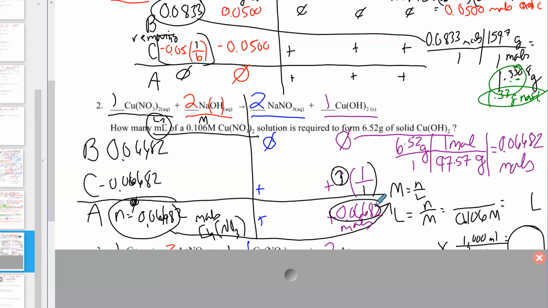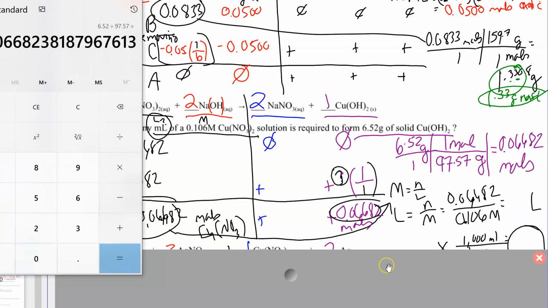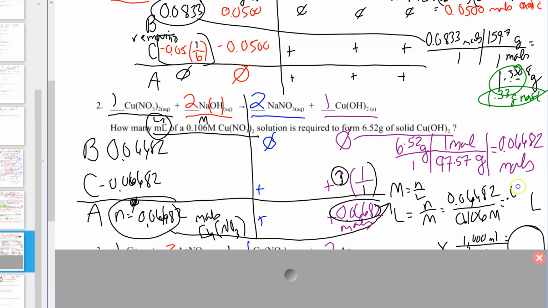Okay, so here's what we do know. We know that the concentration is 0.106 molar, and we know that M is n over L. Rearrange and solve, L is n over M. We just solved for n, our number of moles, so 0.06682, and then divide it by the concentration. So take our number, divide it by 0.106, and here's our volume in liters, 0.6304 liters. But here's the problem.